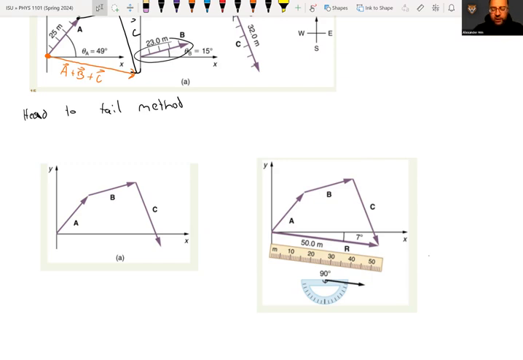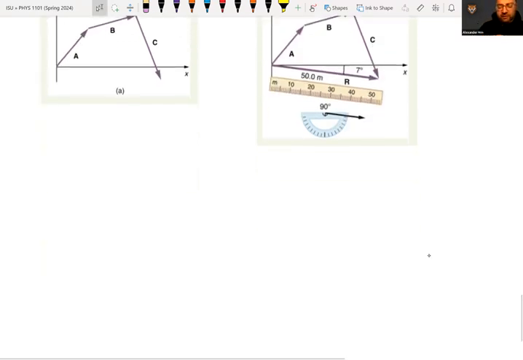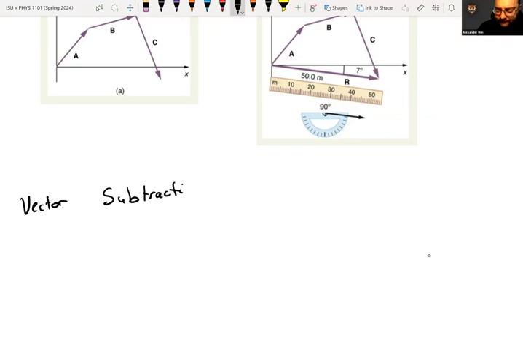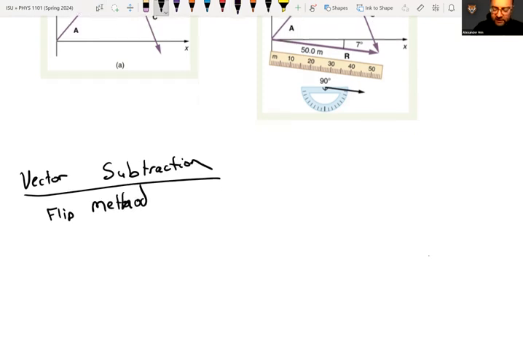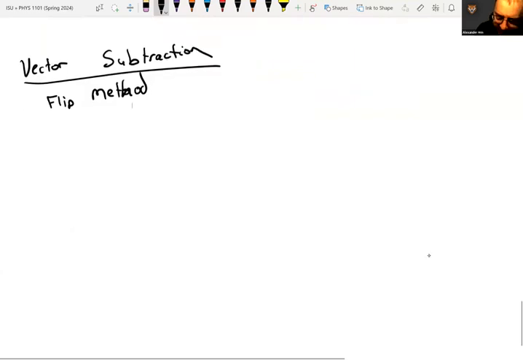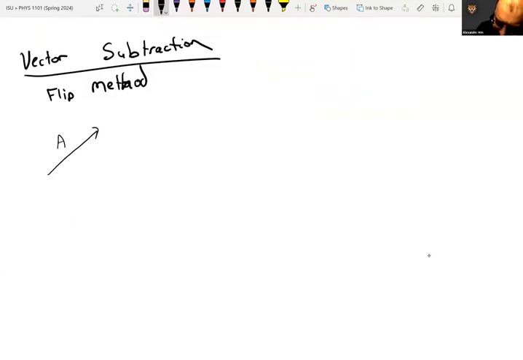But before I do that, I want to talk about vector subtraction. And there are basically two ways you can do this. You can do the flip method. And so the idea here is that if I've got two vectors, we'll just look at these as vectors A and B. So I'll have A going up like so, and then B going horizontally like so.